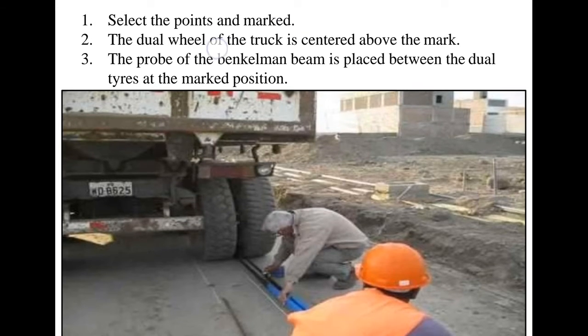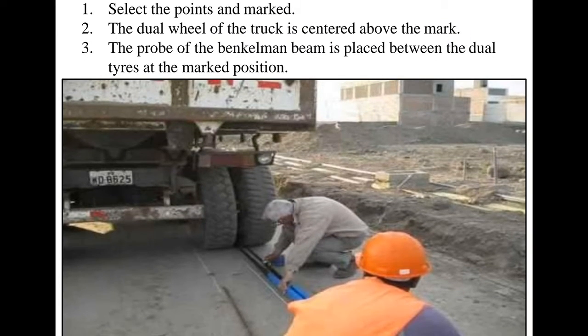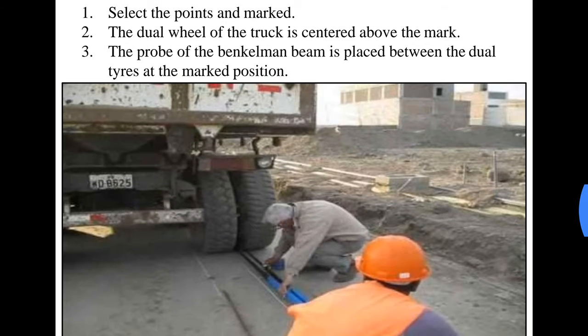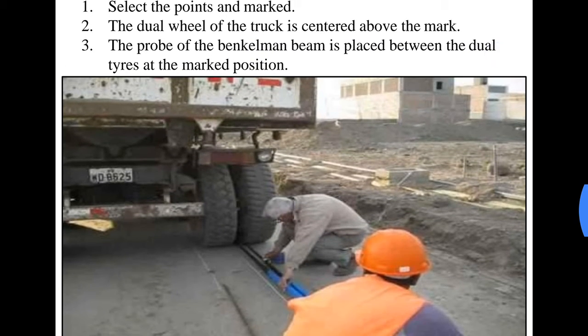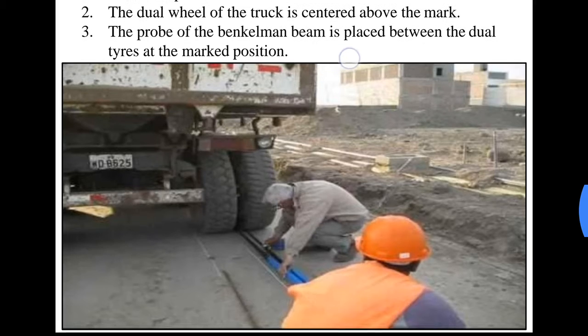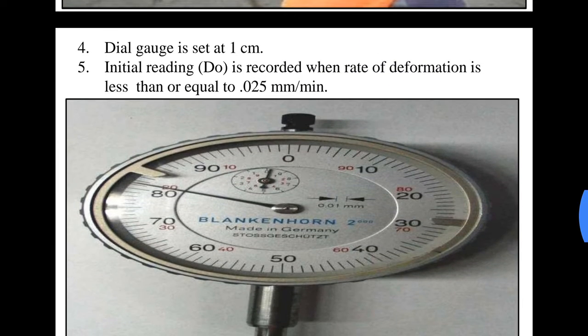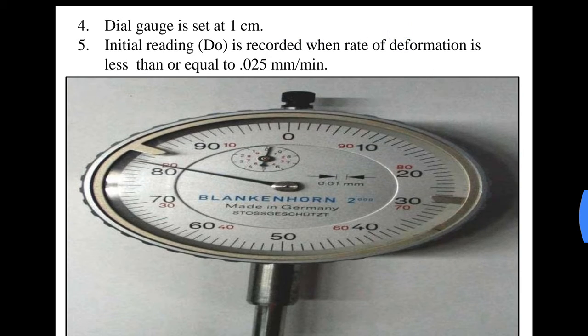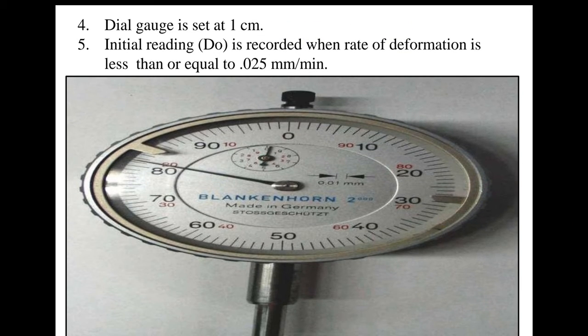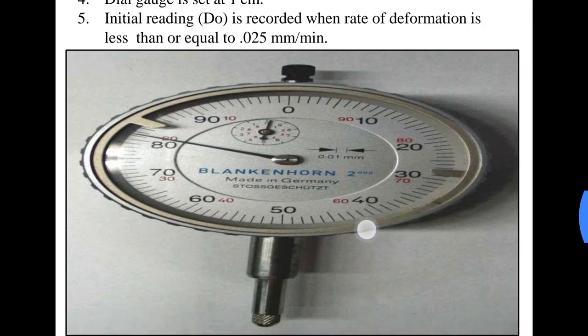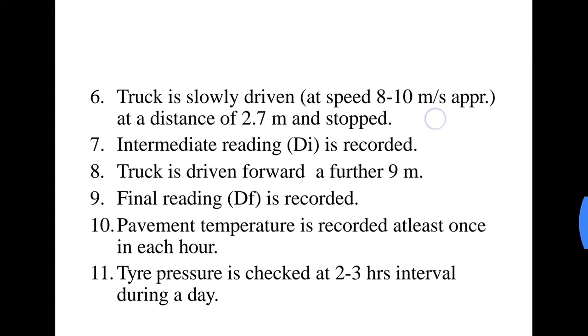This you need to do first. Then the dual wheel of the truck is centered above the mark. The probe of the Benkelman beam is placed between the dual tires at the marked position. The probe is placed here. Now the dial gauge is set to 1 centimeter. We set it to some initial reading. The initial reading D naught is recorded when the rate of deformation is less than or equal to 0.025 mm per minute. So the first reading is then taken.